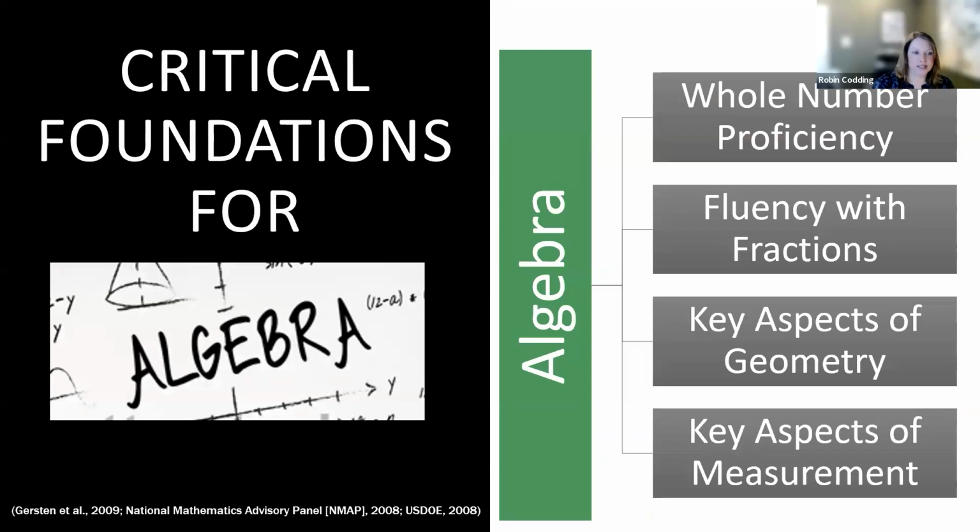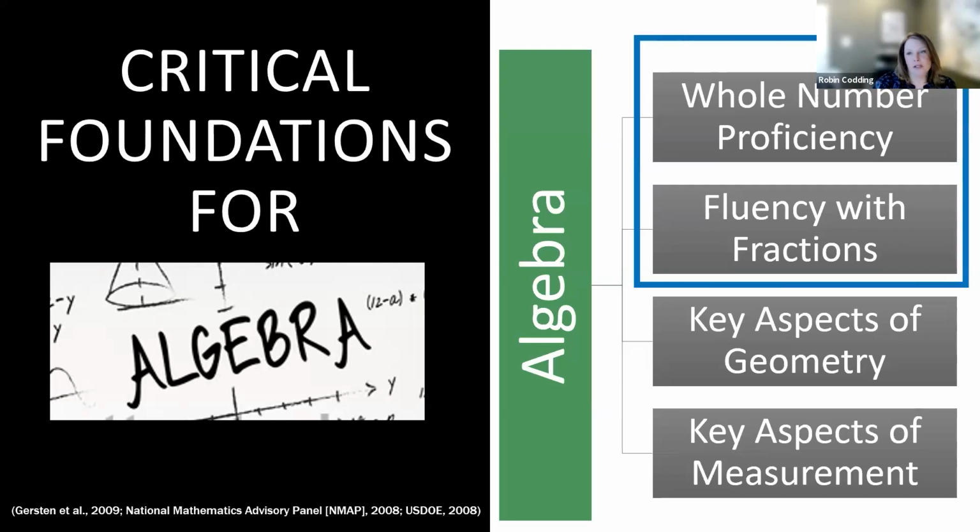One place we can identify these key critical skills is from the National Mathematics Advisory Panel. So based on the best available evidence, the National Mathematics Advisory Panel identified 4 critical foundations for algebra, which is really the goal of the K-8 education. And so that includes whole number proficiency, fluency with fractions, key aspects of geometry, such as finding the perimeter, area, or volume of shapes using formulas, and some aspects of measurement. There's much less data available on geometry and measurement than there are whole number proficiency and fluency with fractions. So we might focus on whole number proficiency and fluency with fractions as we think about these key foundational skills moving forward.